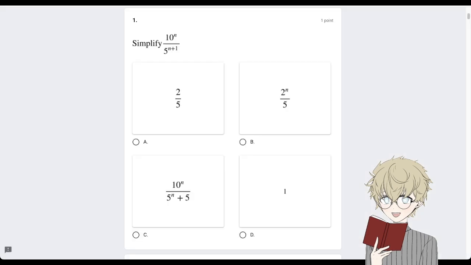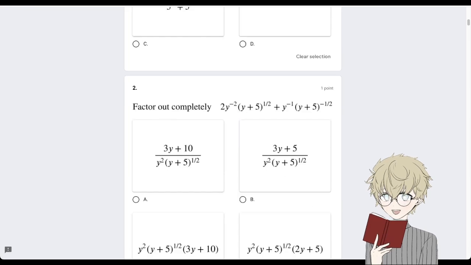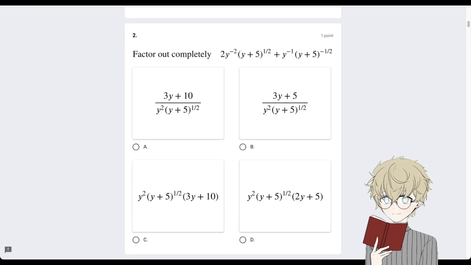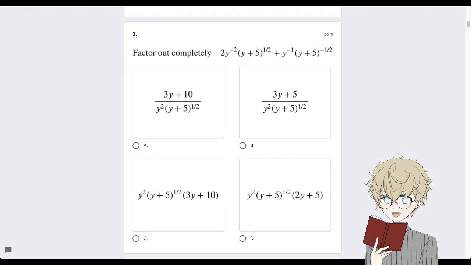Let's see if it's in the options. There you go, it's B. Yeah. That's pretty fast. Well done. We take those. We indeed take those.